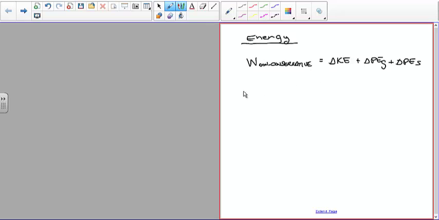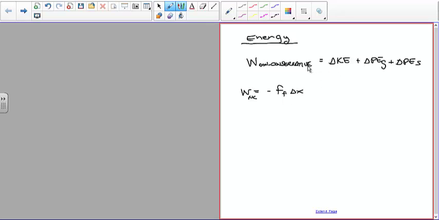Now, for each one of these, the conservative work that we look at ends up being a negative quantity. So the non-conservative work, we'll just say NC, is equal to negative the friction force times the distance through which the friction force acts. So for positive delta x, you're going to get a negative work.